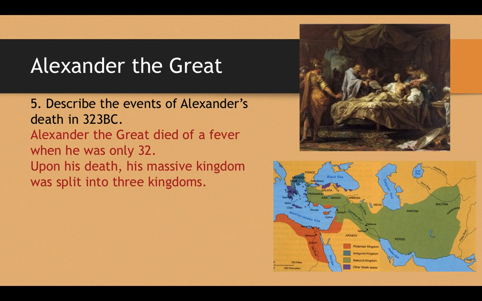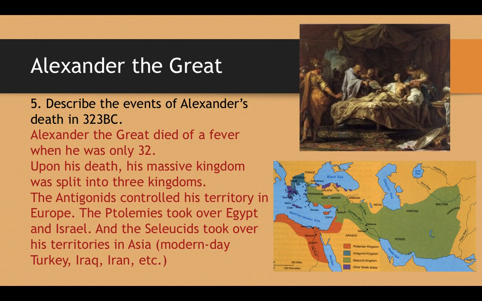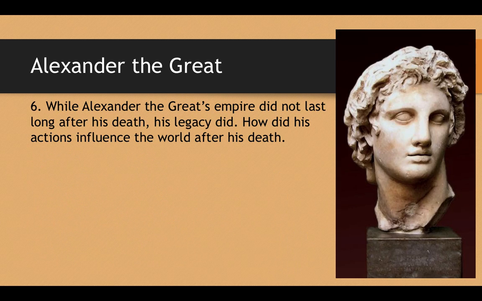And upon his death, almost immediately, his massive kingdom was split into 3 different kingdoms. You had the Antigonids, who controlled his territory in Europe. The Ptolemies took over Egypt and Israel, and then the Seleucids took over his territories in Asia, like modern-day Turkey, Iraq, Iran, Pakistan, Afghanistan, etc. All right, and it really went to show how no matter how great of a general you are, if you don't know how to govern properly, your empire is going to break apart when you die, and that's exactly what happened.